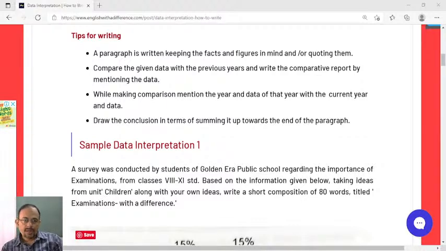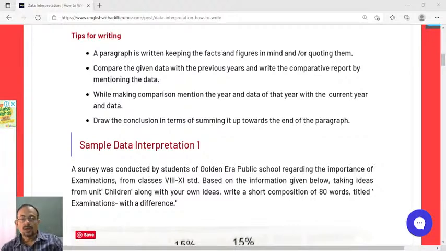In the second paragraph, you have to interpret the data. You make a comparison in the second paragraph. Then, in the last paragraph, you shall write your conclusion.